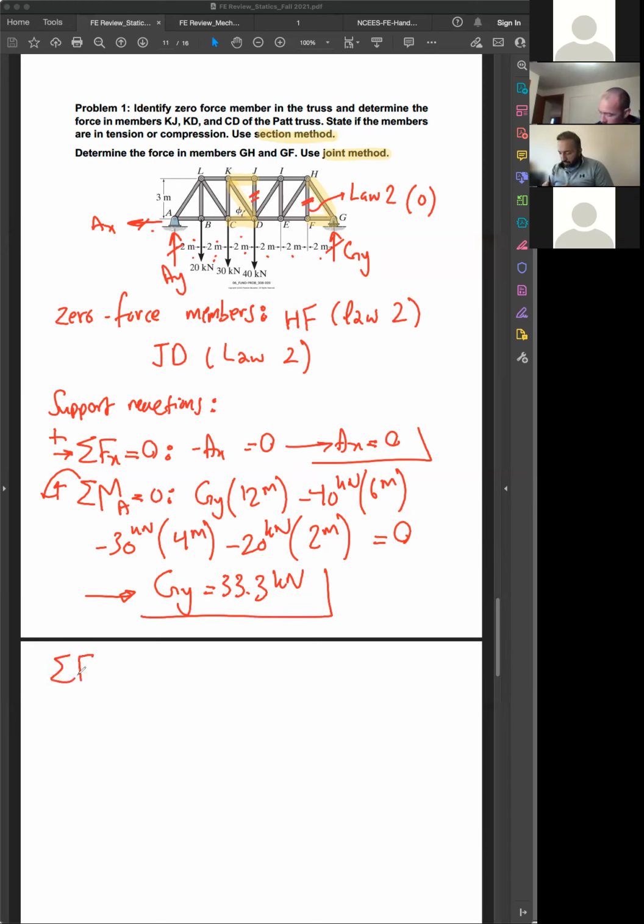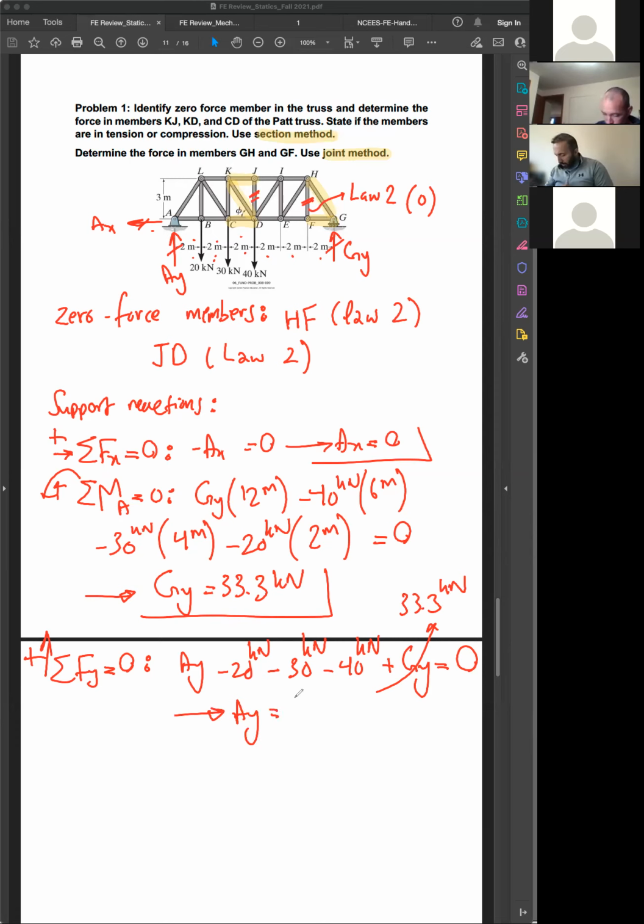And summation of force in the y direction equals 0. This direction positive. We have AY, negative 20, negative 30, negative 40, and positive GY, nothing else, equal to 0. GY we have found to be 33.3. From this, AY would be equal to 56.7. All right.